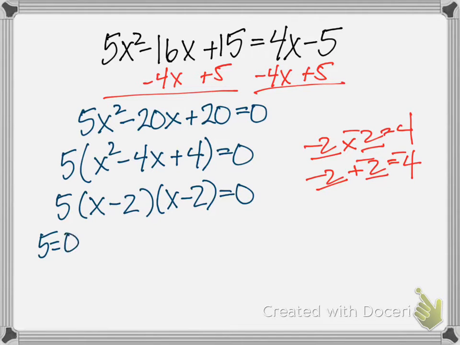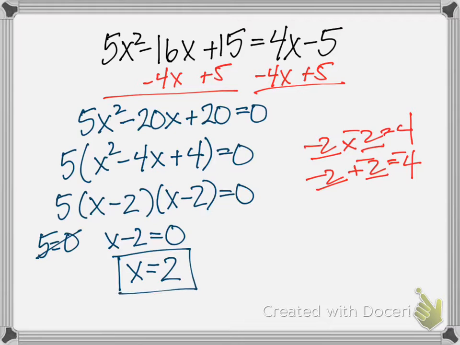5 equals 0 is out. We don't need that one. And these are both the same. x minus 2 equals 0, so I don't need to do it twice. So my final answer is x equals 2.